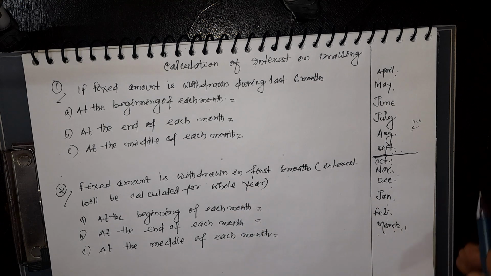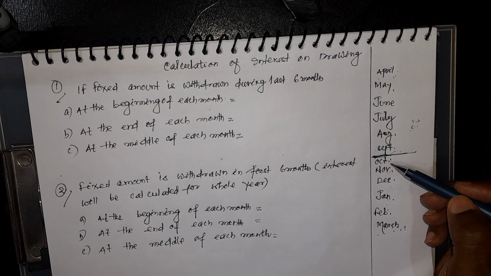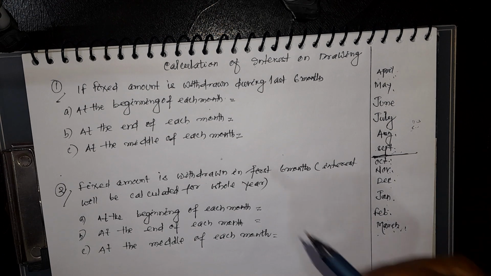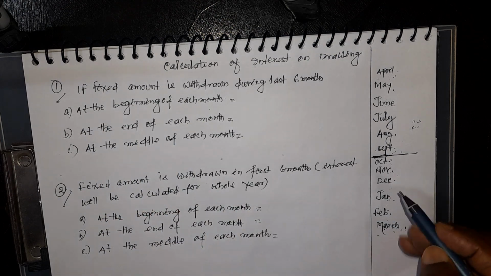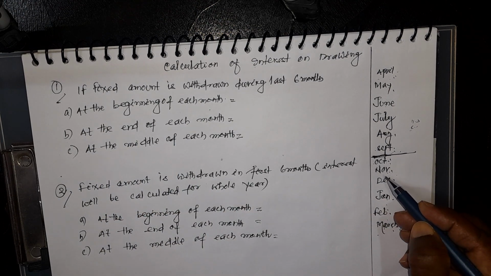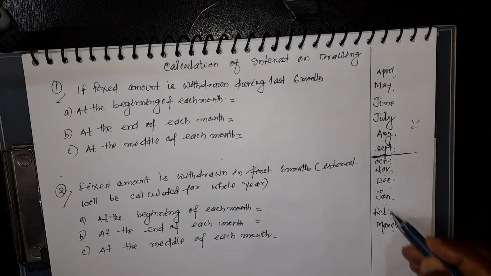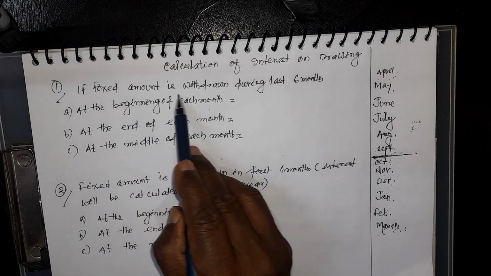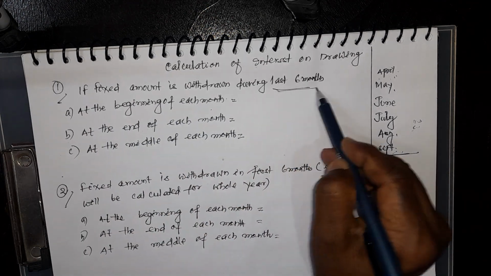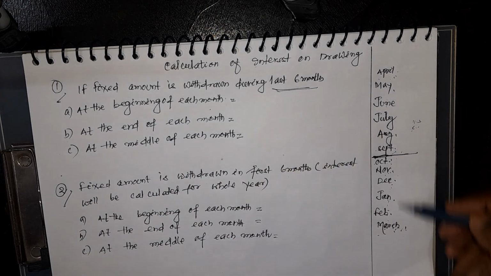This is the very critical part for the calculation of interest on drawing. Other things are not difficult. Rate of interest will be given, amount will be given, so you can calculate it. But the problem is the calculation of the average period of time, that I am explaining. Suppose here it is written at the beginning of each month: 1st October, 1st November, 1st December, 1st January, 1st February, 1st March. Be careful. If a fixed amount is withdrawn during the last 6 months, it will be withdrawn.